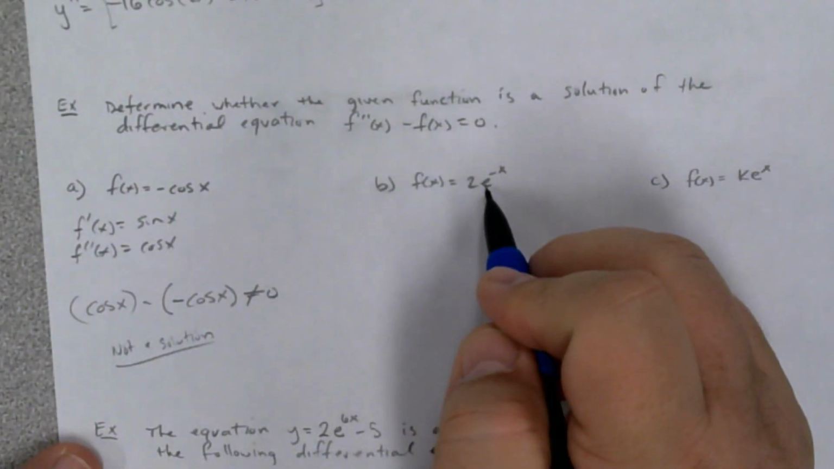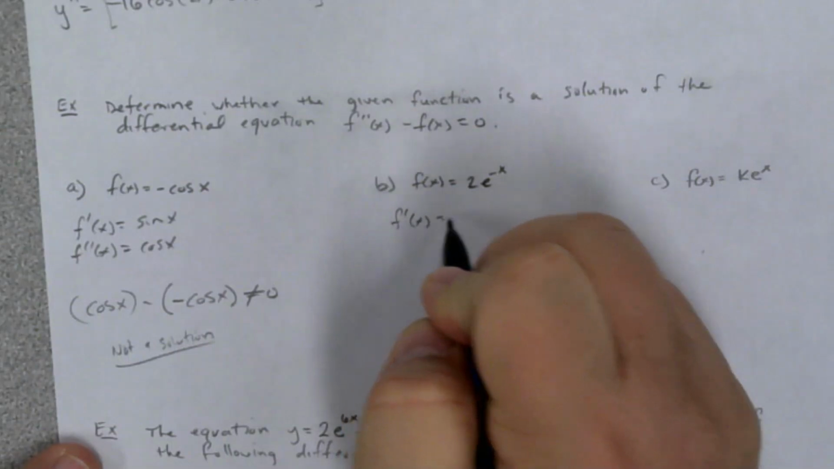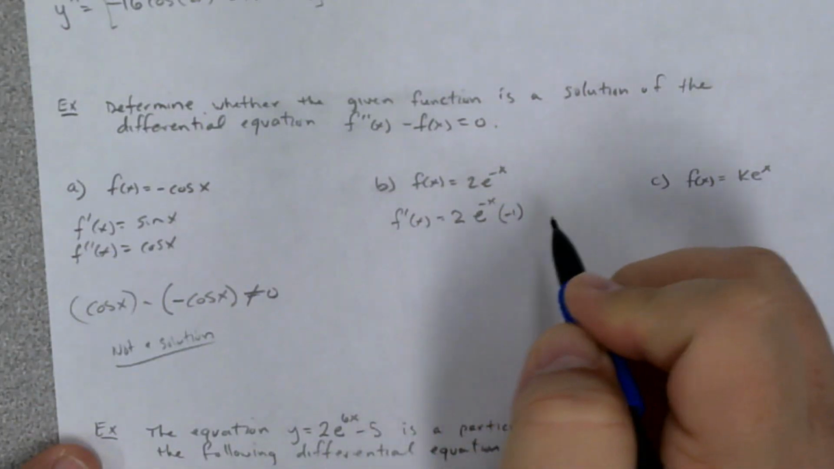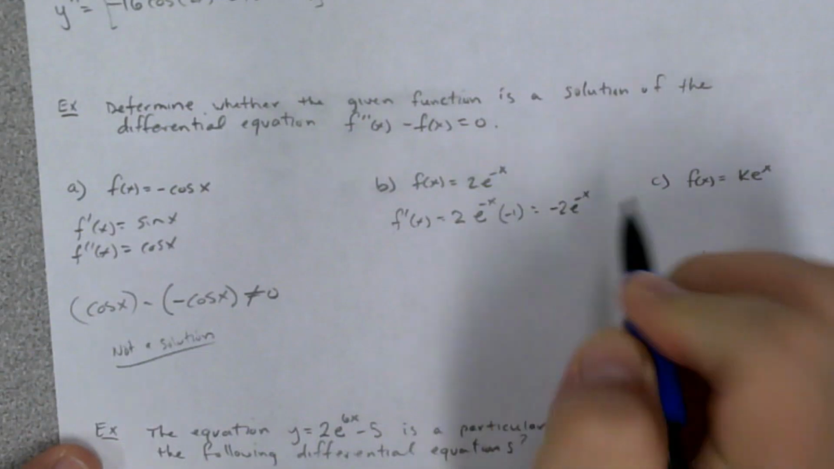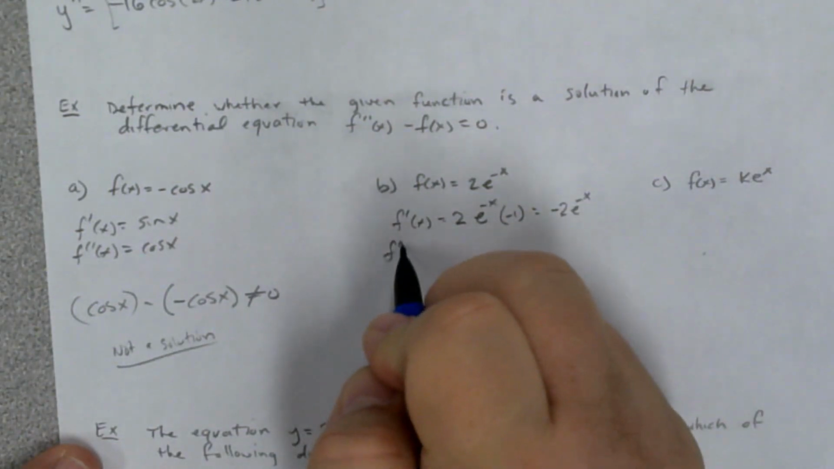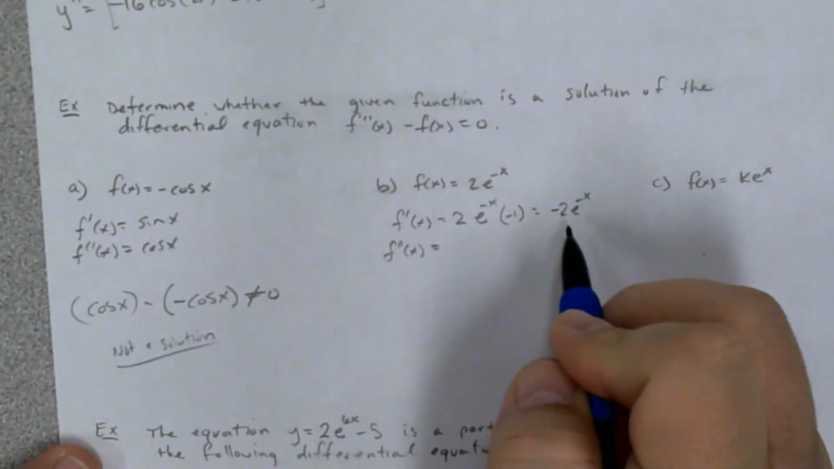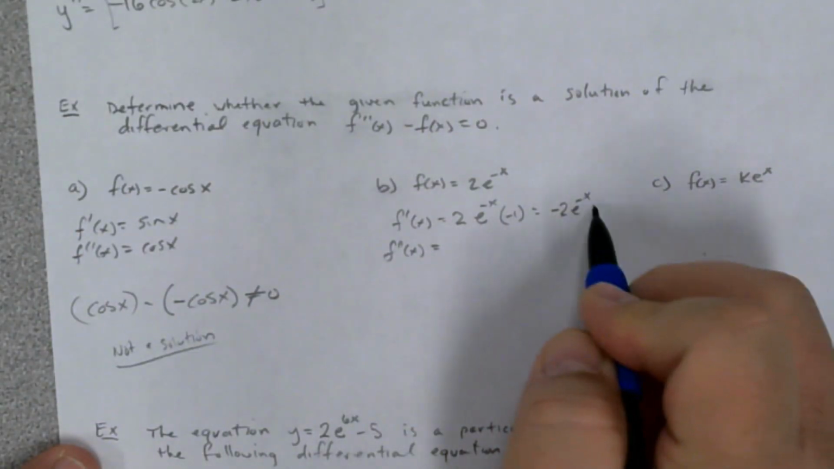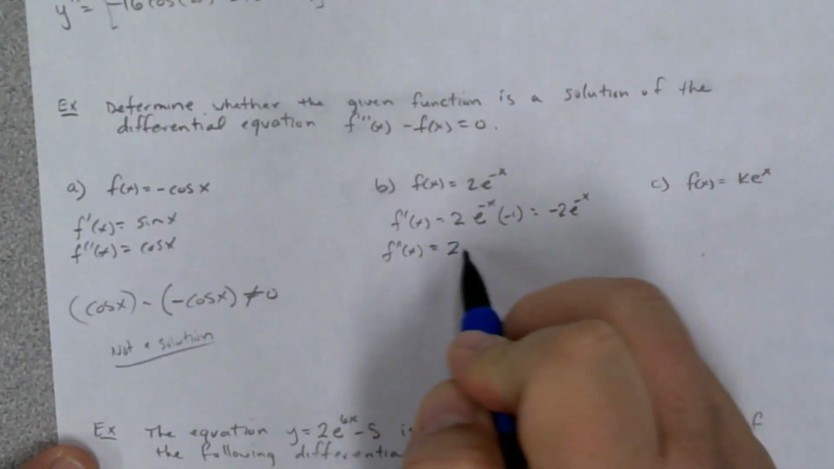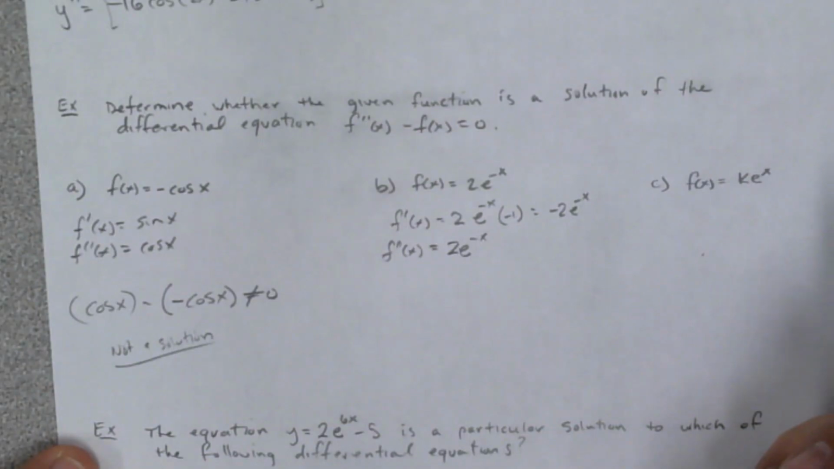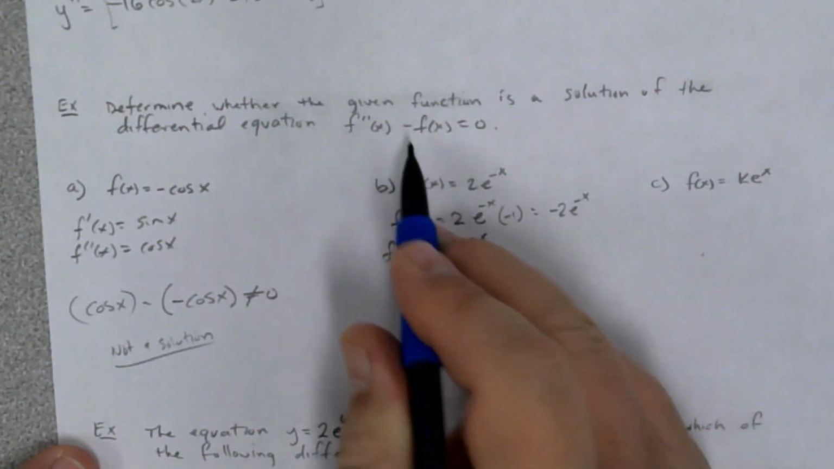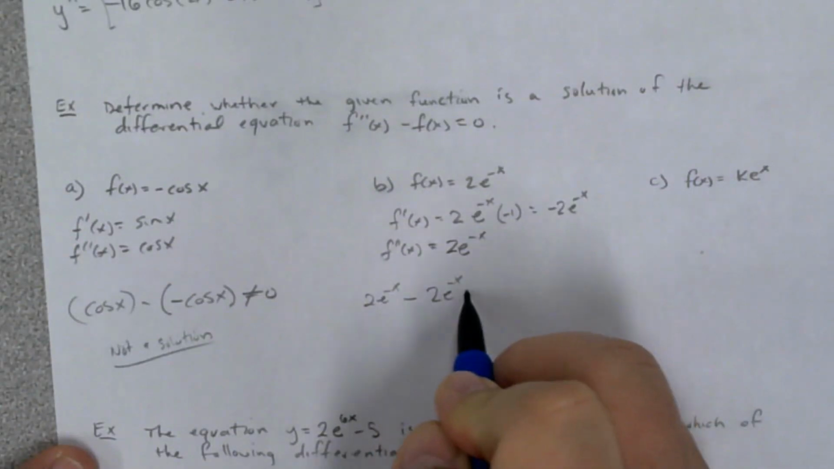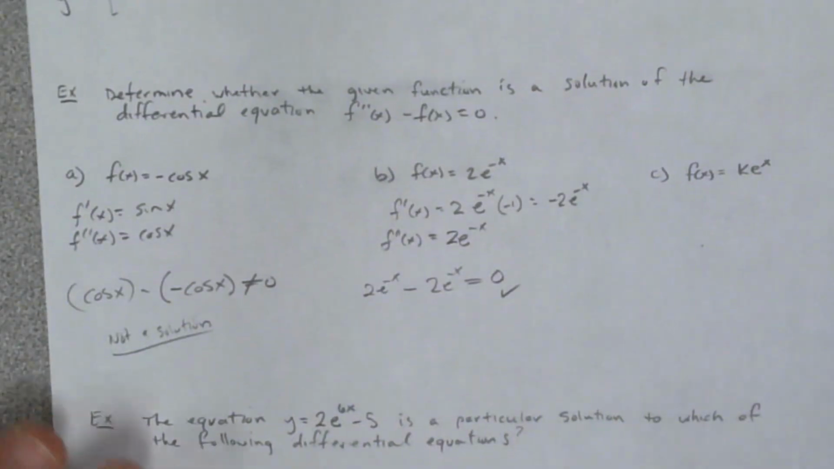Here we have this function right here. So what is f prime? Is going to be 2 e to the negative x times negative 1, which is simply negative 2 e to the negative x. And then the second derivative is going to be basically the same kind of thing again. It's going to have that negative 2, that times a negative 1, which means I'm back to 2 e to the negative x. Plug everything in. 2 e to the negative x minus 2 e to the negative x. That does indeed equal 0, so this one is a solution.